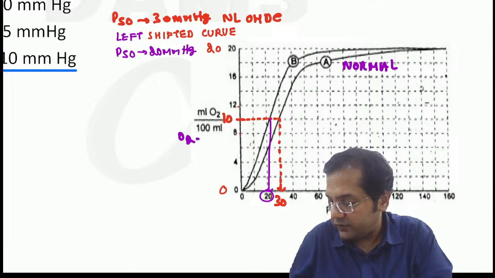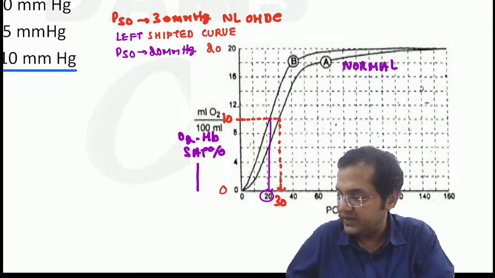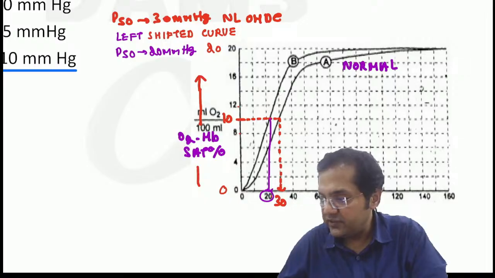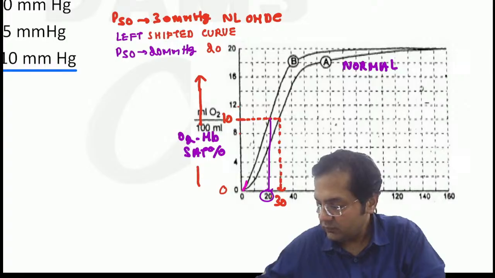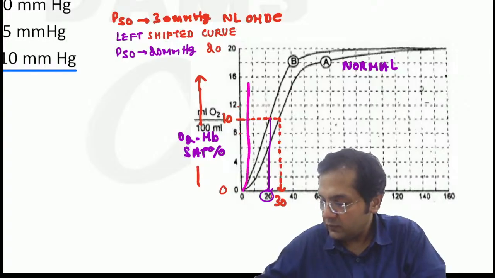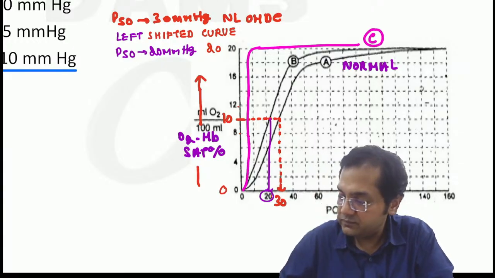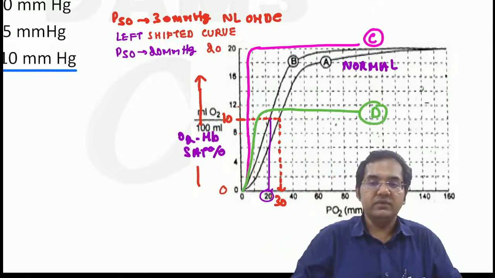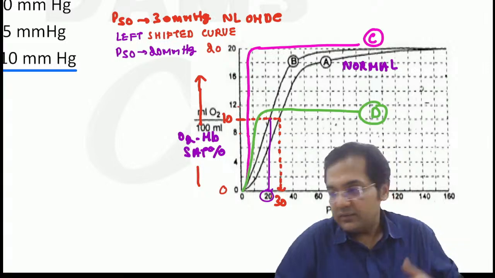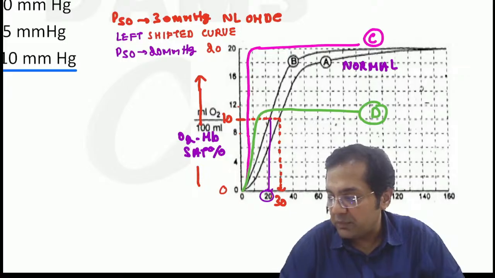This is the oxygen hemoglobin saturation in percentage. This is B curve. This is C curve. This is D curve. Quickly, which one out of A, B, C, D? A is normal, of course. Which one out of B, C, D is for myoglobin?